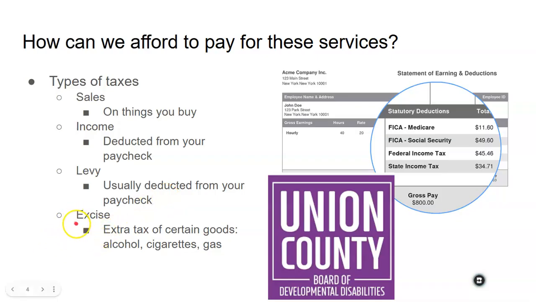Also, there are things called excise, okay? So it doesn't say exercise, it's excise tax, which basically just means extra. So an extra tax on certain goods. Typically, these are goods that the government wants to discourage people from using. So things like alcohol has a higher tax rate. Cigarettes have higher tax rates.